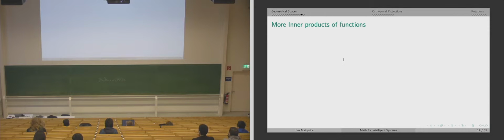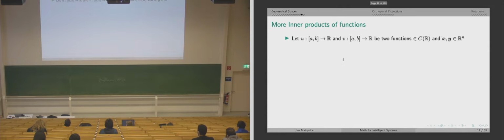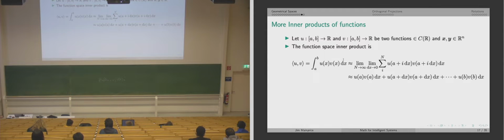So that was to give you some idea that vector spaces are not necessarily just Rn. Function spaces are also vector spaces, and so we can define an inner product. Okay, just to conclude on inner products, let u and v be two functions in the continuous functions, and x and y be vectors in Rn. Then the function space inner product that we just introduced can be approximated by this.